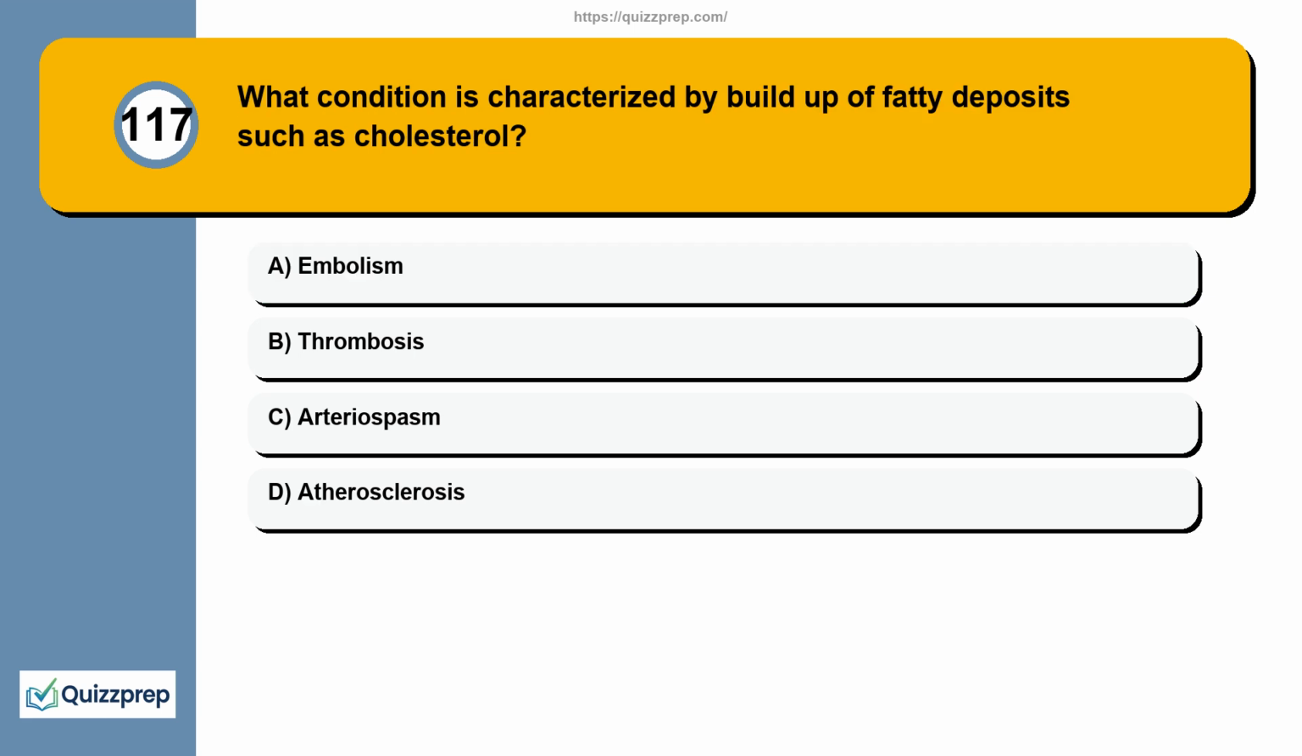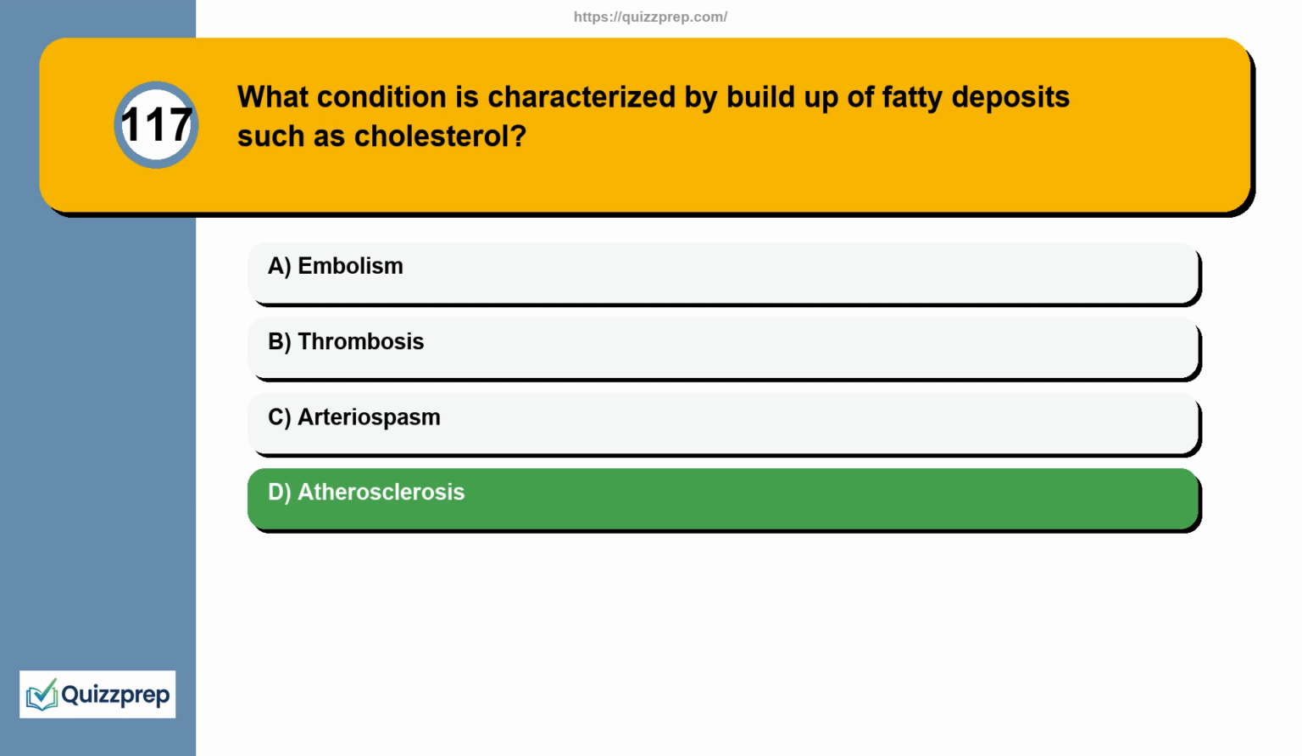Question 117. What condition is characterized by buildup of fatty deposits such as cholesterol? Option A, embolism. Option B, thrombosis. Option C, arteriospasm. Option D, atherosclerosis. The correct answer is option D, atherosclerosis.